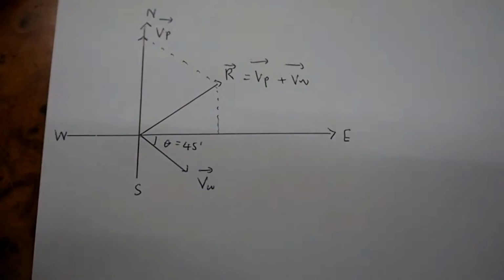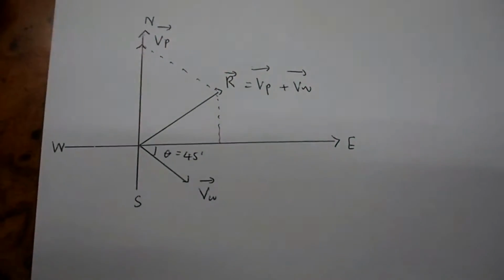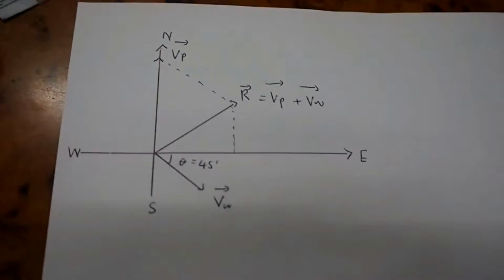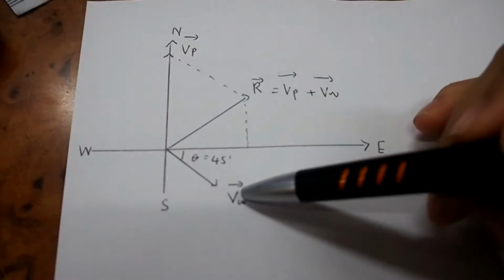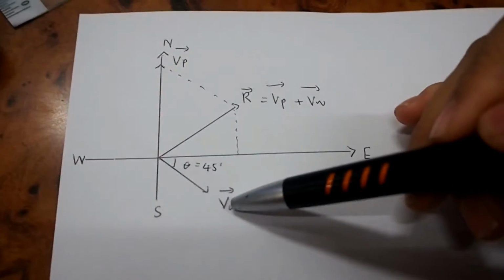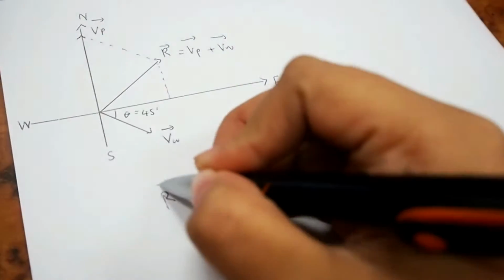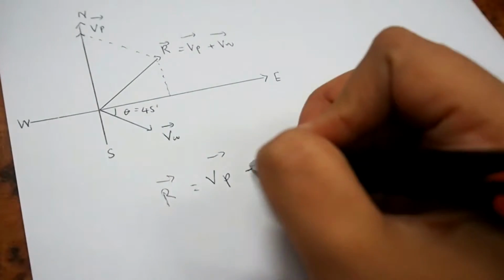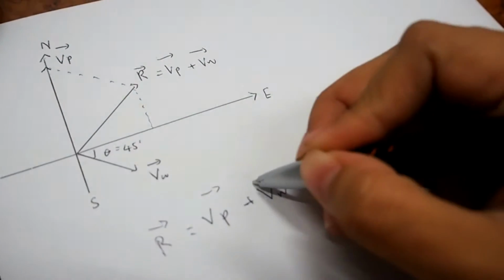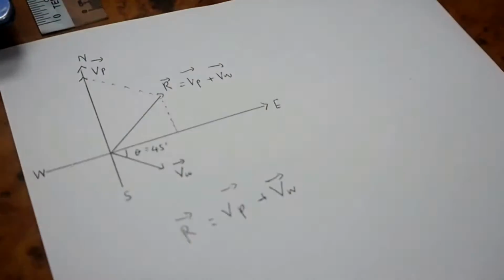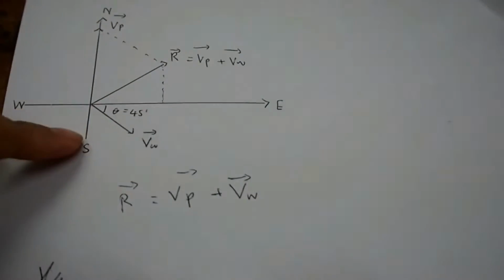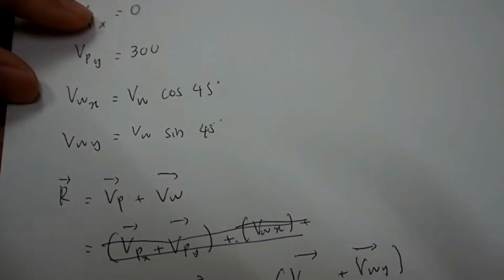Based on the sketch below, the vectors have directions x and y. Here is the velocity of the plane, and this is the wind that crosses the plane. To get r, it is the velocity of the plane plus the velocity of the wind. Since the vectors have direction, they have x and y components. For example, VPX equals 0 and VPY equals 300. For VW, since there is an angle theta equal to 45 degrees, VWX equals VW cos 45 and VWY equals VW sin 45.